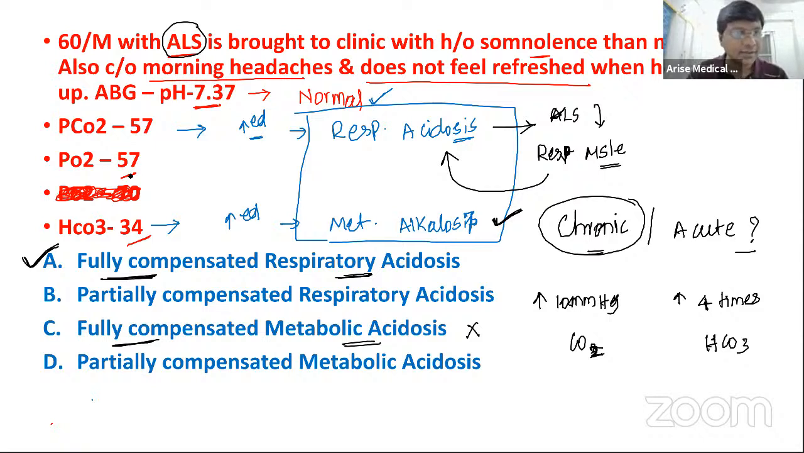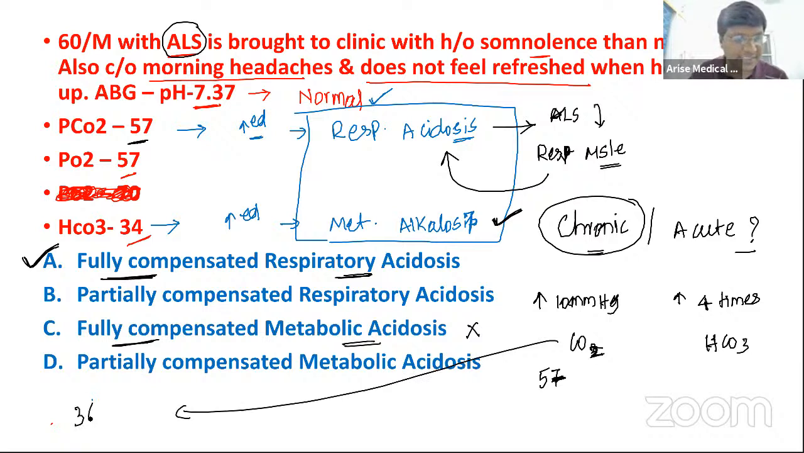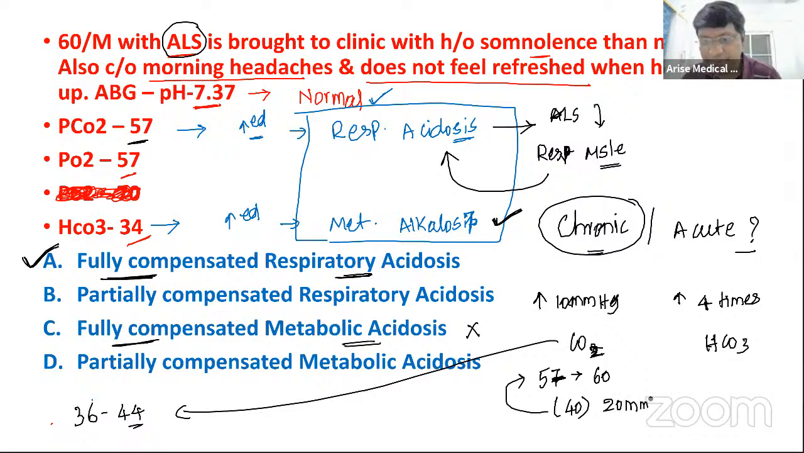Now you take, how much is your PCO2? 57. Okay, what is the normal value of your PCO2? Normal value of your PCO2 is 36 to 44. What will we do now? We will take the average value as 40, right? For easy calculation, we will take the average value as 40. Now, if you take from 40 to 57, even this value we will round off to 60. That means how much has it increased? It has increased almost 20 millimeters of mercury, right?